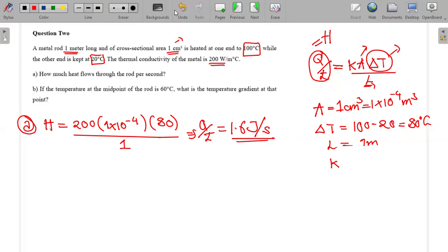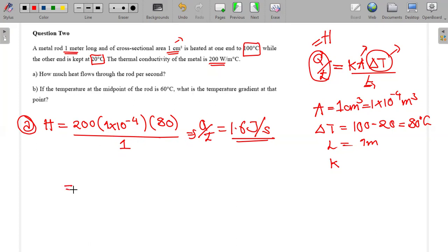And in part B, they're asking us to calculate the temperature gradient. If the temperature at the midpoint of the rod is 60 degrees Celsius, what is the temperature gradient at that point? What is the temperature gradient at that particular point? The concept of temperature gradient just tells us how rapidly temperature changes with distance along this rod that we've been given here. And in order for us to calculate the temperature gradient, not temperature difference, temperature gradient.